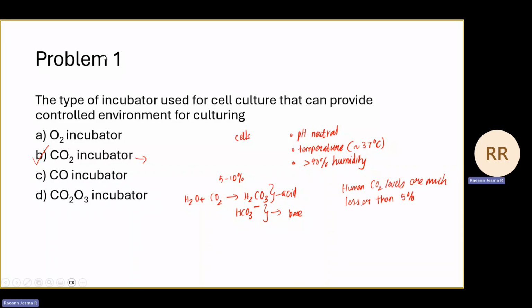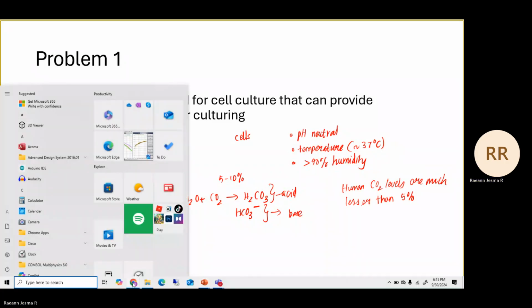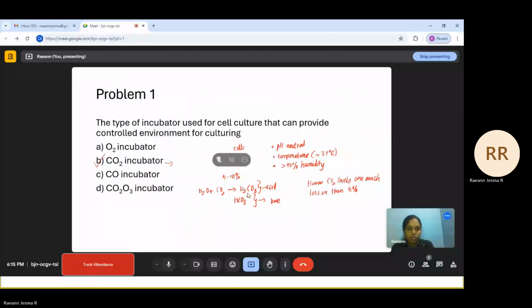So that's why we go for a CO2 incubator, because the main reason is we want to maintain a neutral pH for the cell culture. Is this clear? If this is clear, we can move on to the next question.